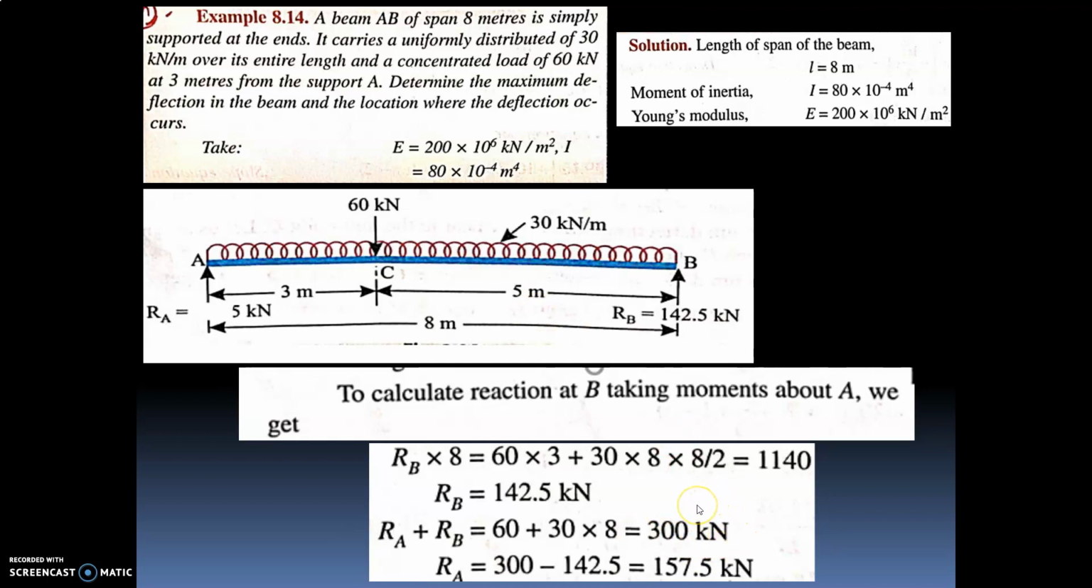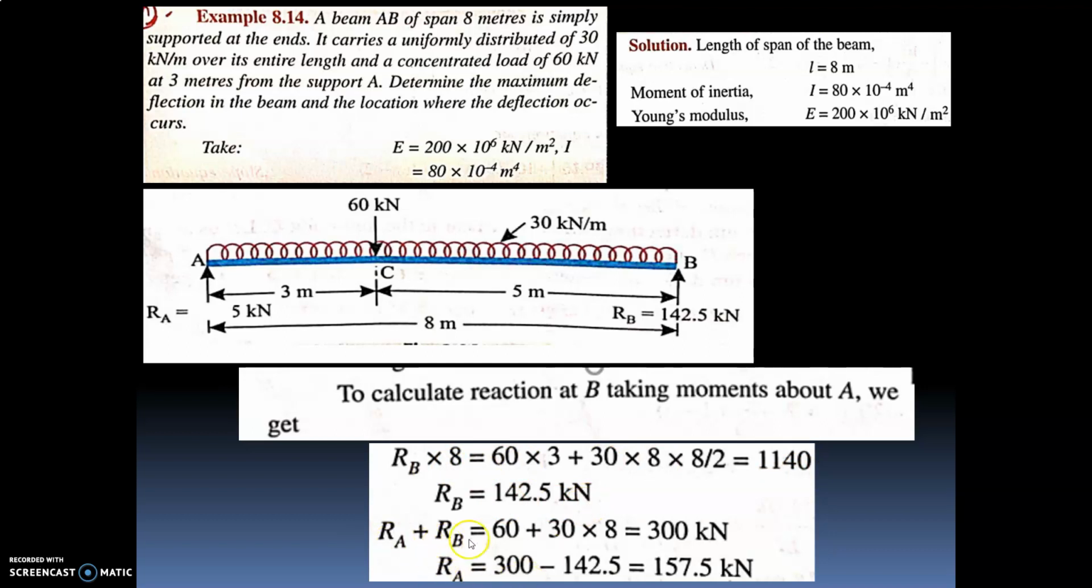Then you take moment about A or B. I'll take moment about A, sigma MA equal to 0. So what equation will you get? Minus RB into 8 plus 30 into 8 into 8 divided by 2, that is 4, minus 60 into 3, equal to 0. So 8 RB is equal to 60 into 3 plus 30 into 8 into 4. So you get 1140. So RB is equal to 1140 divided by 8, that is 142.5 kilonewton.